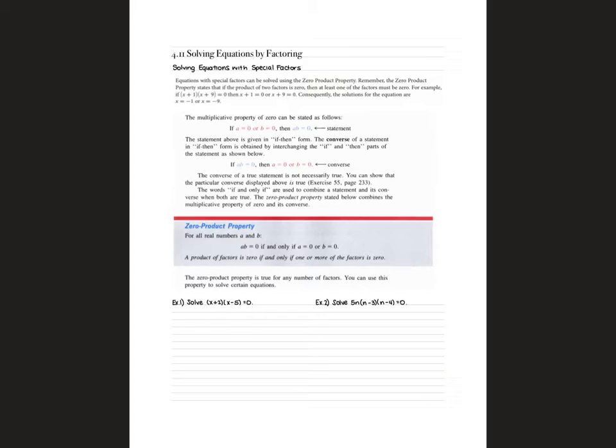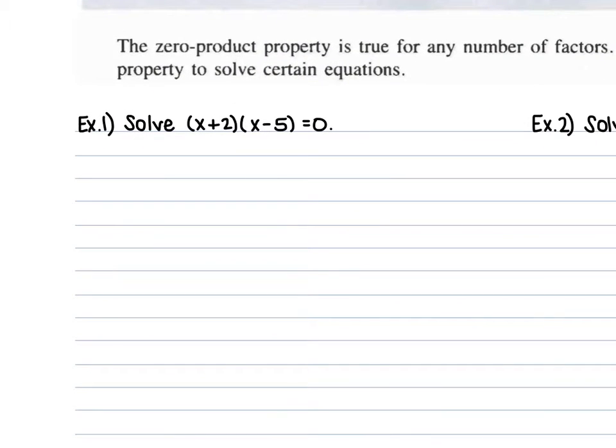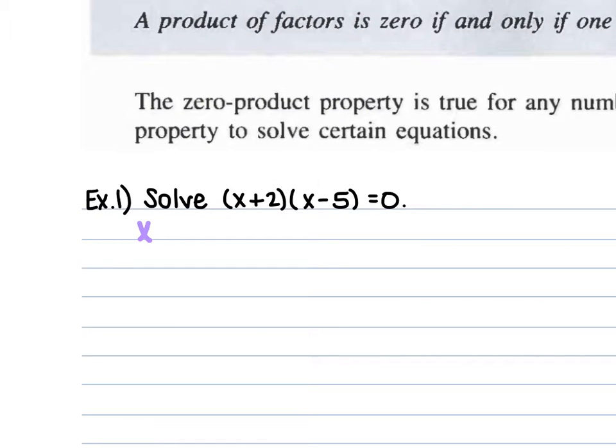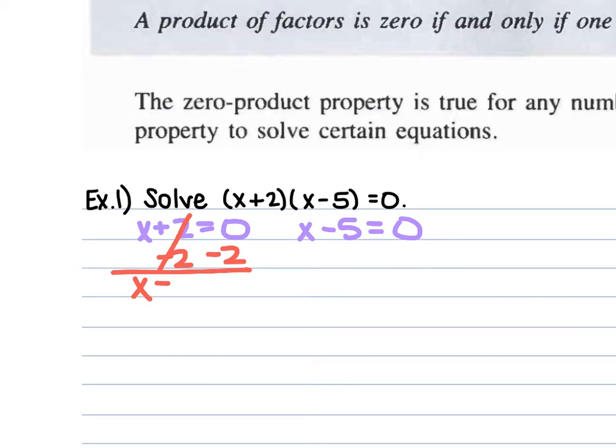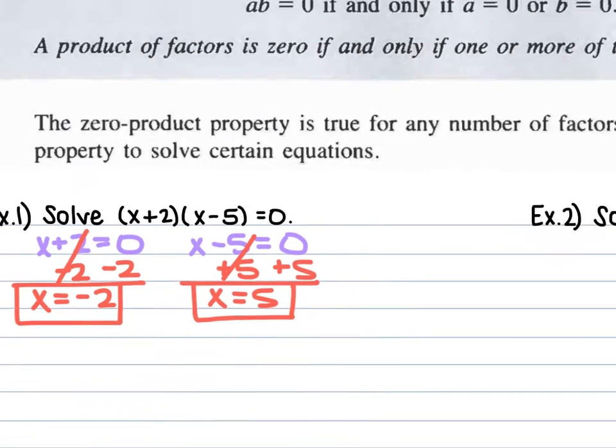If we look at example 1, it tells us to solve x plus 2 times x minus 5 is equal to 0. So this is factored for us. The only thing we have to do is set the x plus 2 equal to 0 as well as the x minus 5 is equal to 0. Then we solve for x for both. So we're going to subtract 2 from each side for this one. We get x is equal to negative 2, and then add the 5 on this one. We get x is equal to 5. So both x is equal to negative 2 and x is equal to 5 are our solutions.